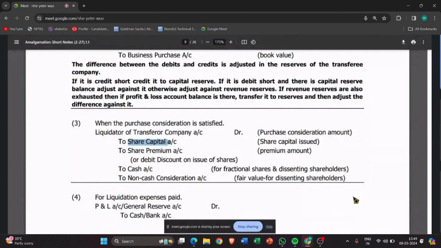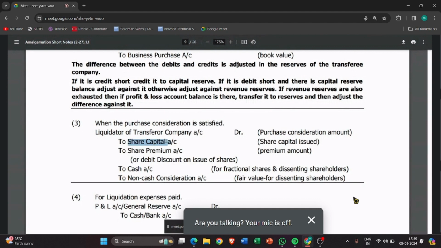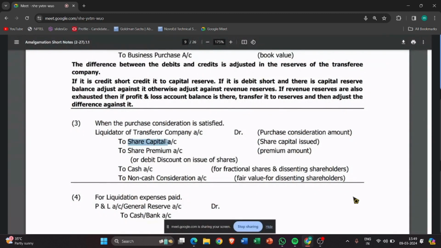Is it clear till here? Yes, ma'am. I want everybody to go through the sums which have been done after this explanation immediately. Otherwise, you will not be able to follow.